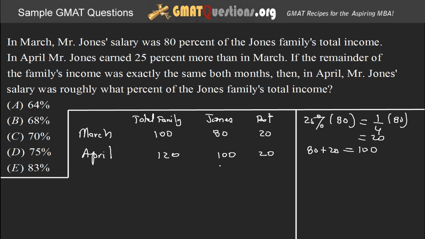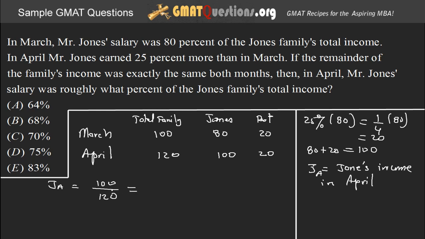So very simple. All we have to do is look at these numbers. So we're going to say that, let's call it J, equal Jones' income in April, JA if you want, J subscript A. So JA is going to have to be 100 divided by 120. Okay, what is 100 over 120?